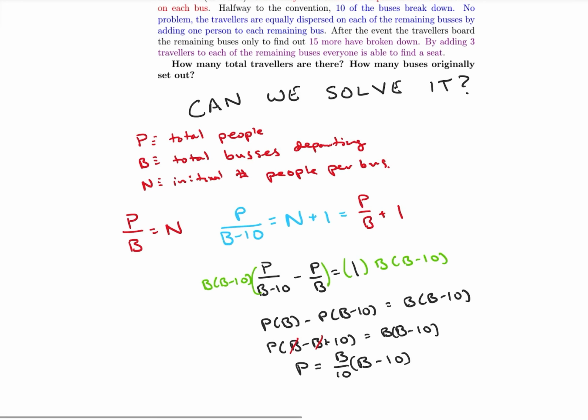Okay, so now let's take a look at that second statement in purple. It says 15 more buses have broken down, so our total number of buses is going to be B minus 25 now. So 25 fewer buses. And we're going to have 3 more travelers per bus, so our original number of people is still the same, but now it's going to be N plus 4 because it's the 1 that was added originally plus 3 more added.